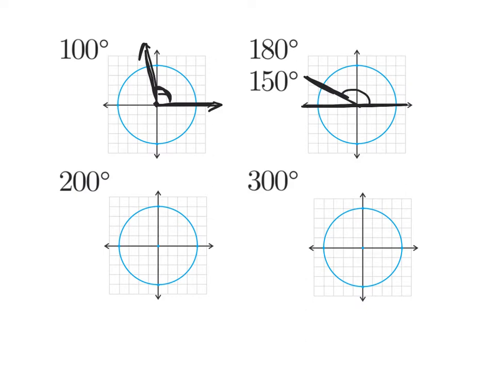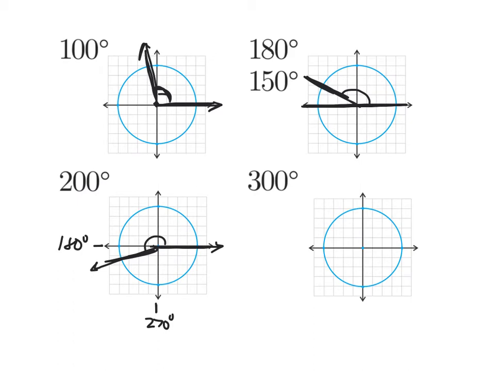For 200 degrees, again, our initial side is the positive x-axis. I know that 180 is a straight line, and if I added another 90 to that, this would be 270 degrees. So there's 270, and this one's 180. That means 200 is going to be a little bit closer to the 180 than it is to the 270. And there is our 200-degree angle.